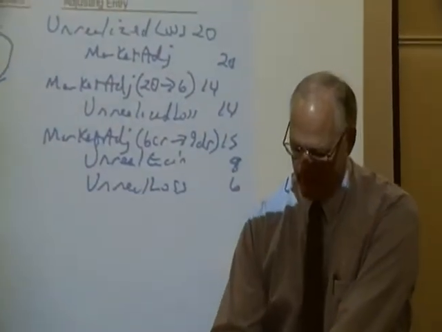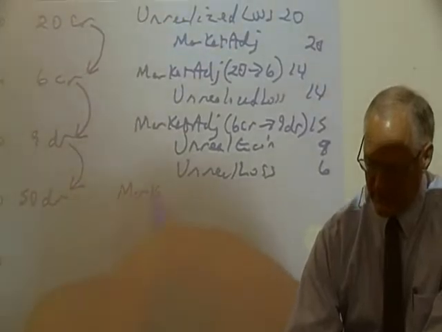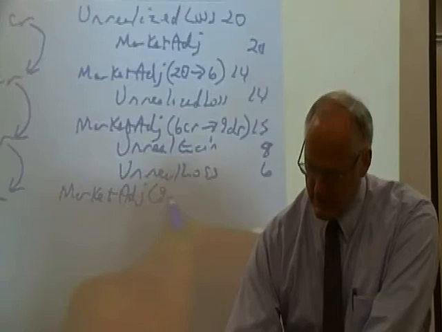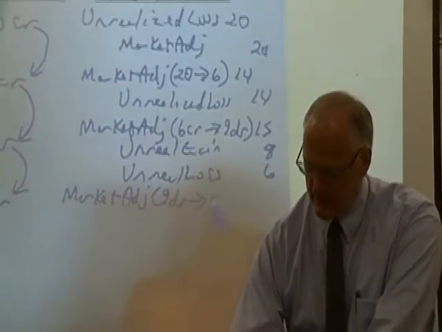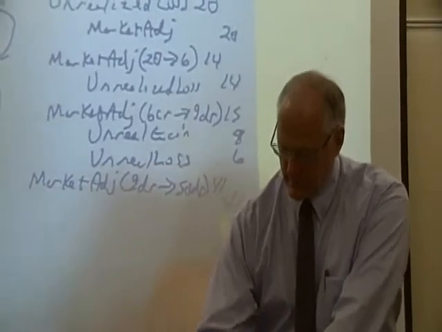So the following year, book is $300, market's $350, so the market adjustment should have a balance of $50 debit. Last year was a $9 debit. So the market adjustment is getting bigger on the debit side. So we'll debit market adjustment to make it go from last year's $9 debit to this year's $50 debit. That's a change of $41.